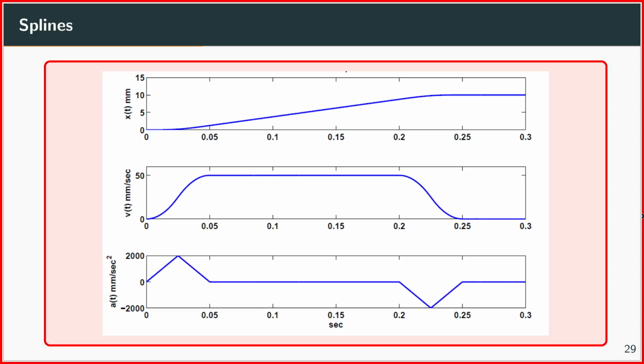And then of course if you want to have higher order functions, you need to also make the acceleration differentiable, and often it also makes sense to go to the next level, which is the jerk, and to also make this differentiable.